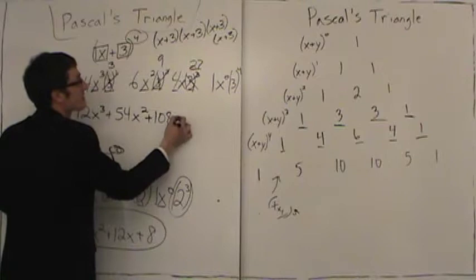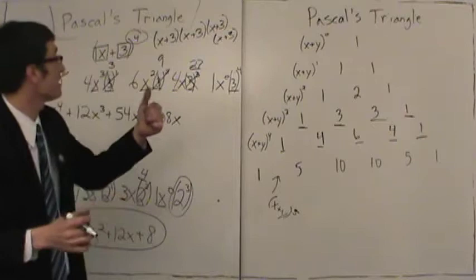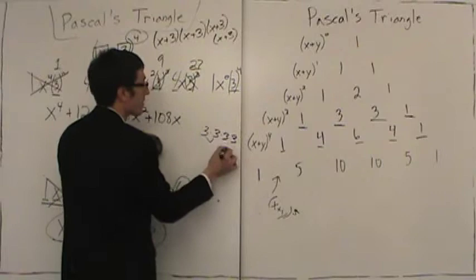And now 3 to the 4th. 3 to the 4th means 3 times 3 times 3 times 3. We can pair them up. 3 times 3 is 9. 3 times 3 is 9.